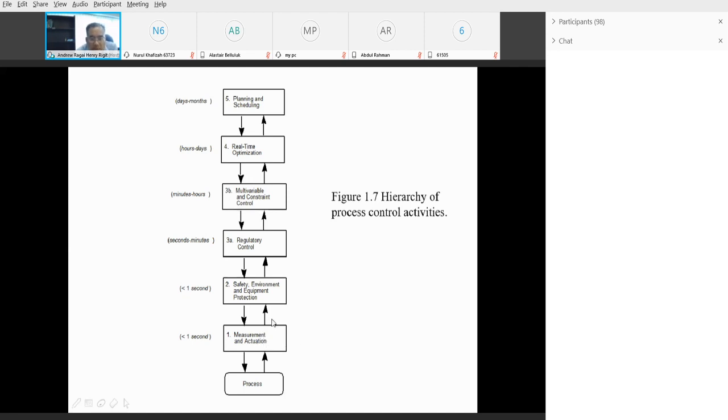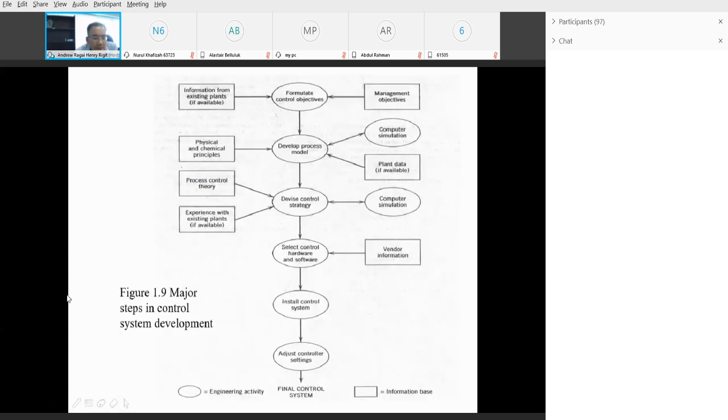Then we move on to safety, environment, and equipment protection. And as we progress in this course on control, we'll look more and more into multi-variable and constraint control, and for advanced courses in control systems, probably in your fourth year later on, when you learn a subject like process control system, we're talking about real-time optimizations, and how that led to planning and scheduling.